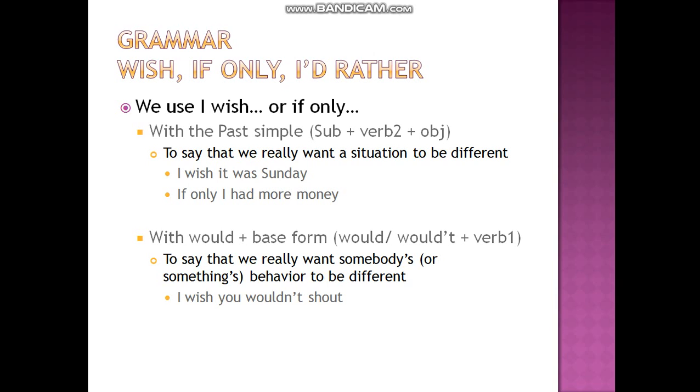I wish you wouldn't shout. I really wish you wouldn't shout. Please lower your voice. I wish you wouldn't shout. I wish this machine would work. This machine is not working, but I wish this machine would work. Pay attention that here we want someone's behavior to be different. We wish that they would stop shouting. Here we want something's behavior to be different. We want the machine to start working because it's not working. I wish this machine would work.